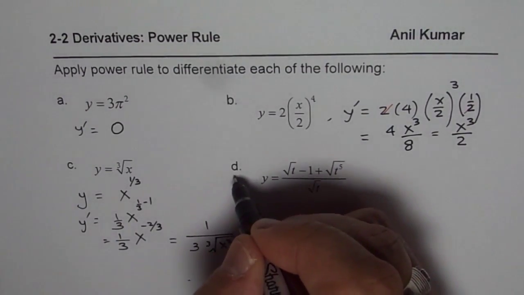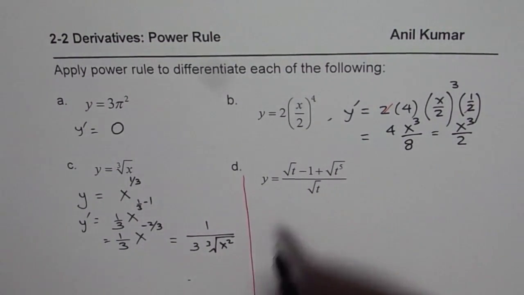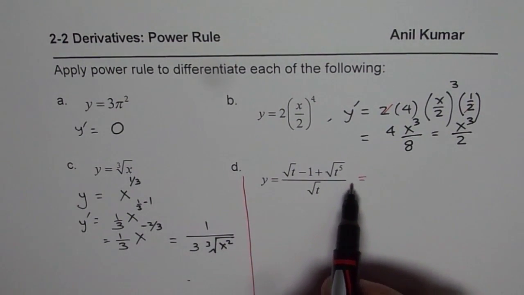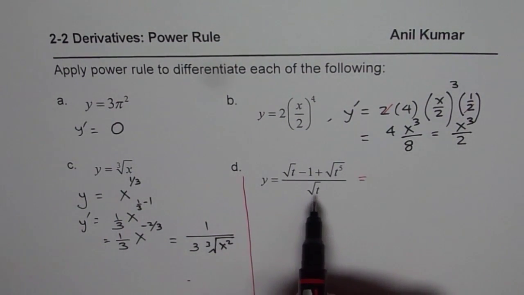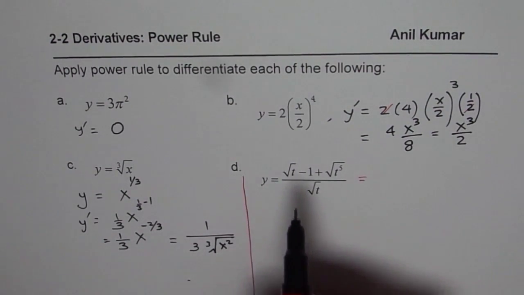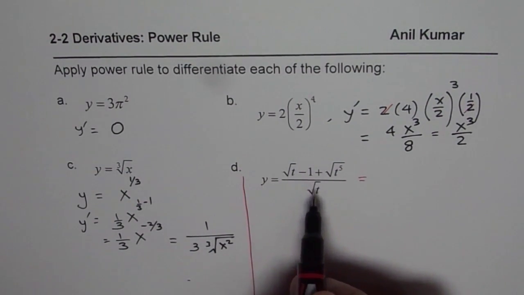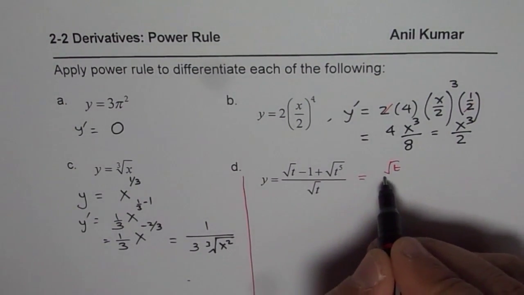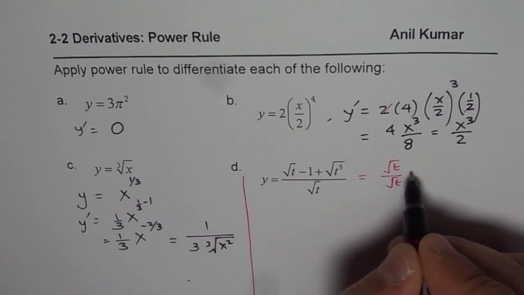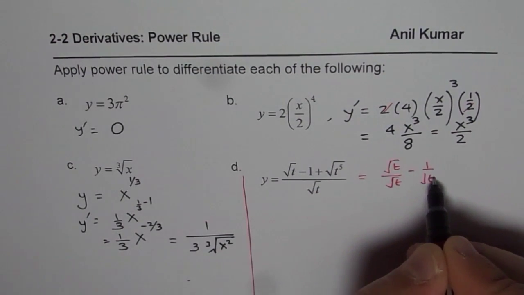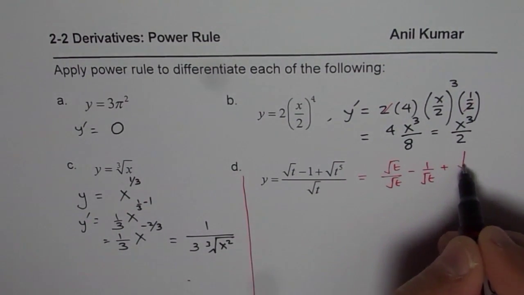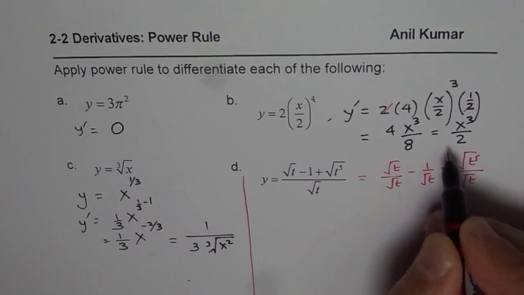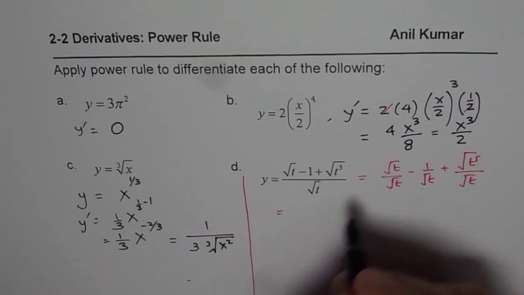Now let's look into part D. Now this is kind of complicated, and let's understand the strategy here. In this particular case, my strategy is, otherwise it's very difficult to find the derivative of this function using the power rule, right? So we'll simplify this. So what we have here is square root t over t, minus 1 over square root t, plus square root t to the power of 5 over square root t. So simplify this, write it in this form.